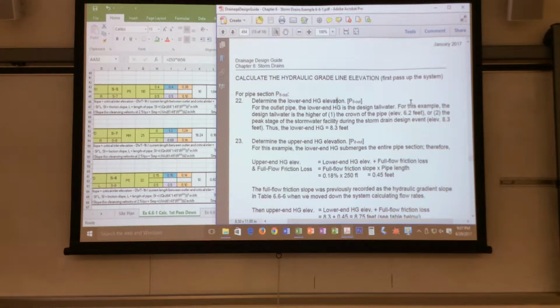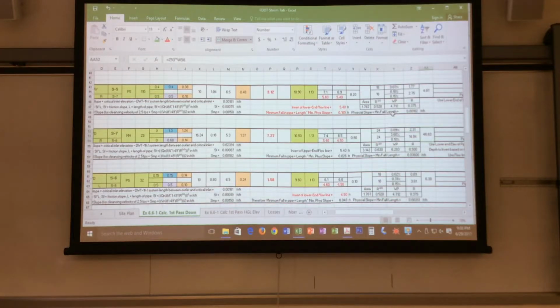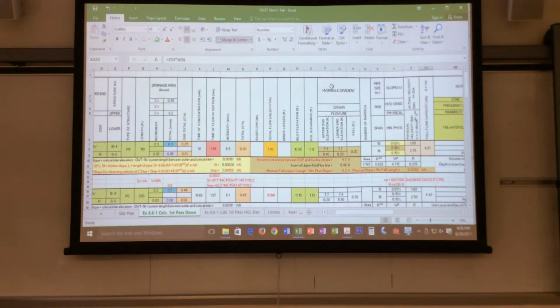They should look similar to your values here, times of concentration, and slopes. Now, here's where you first figure out. Right now, the only thing that we don't have filled out, take a look up here at the top. We have hydraulic gradient, crown, and flow line. So this is the crown of our pipe. This is the flow line. We need to figure out the hydraulic gradient upstream, downstream.